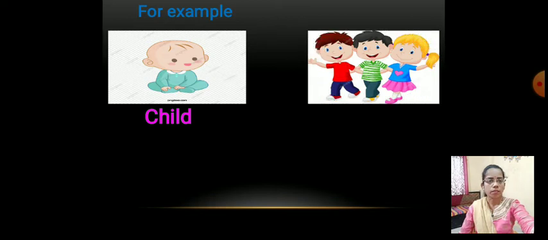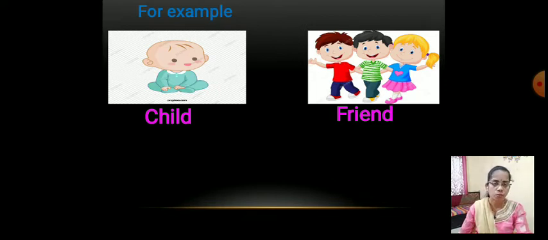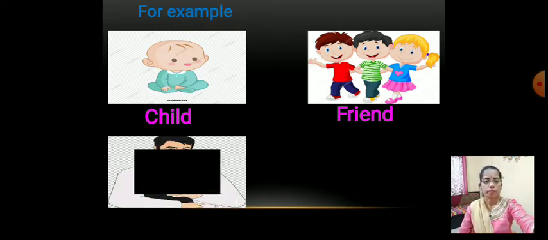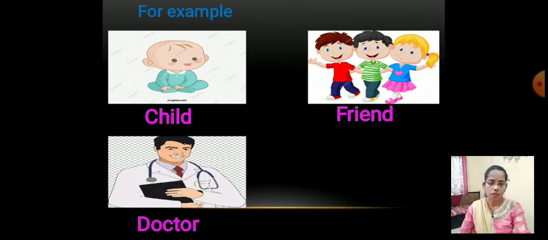Now, next one, friend. Friend also belongs to the common gender. In friend, there is a girl and a boy also. So both are included in friend. So, friend is the common gender. Next, doctor. In the doctor profession also, we know that there is a lady doctor or a gents doctor. So both are included in the noun doctor. So doctor is the common gender.